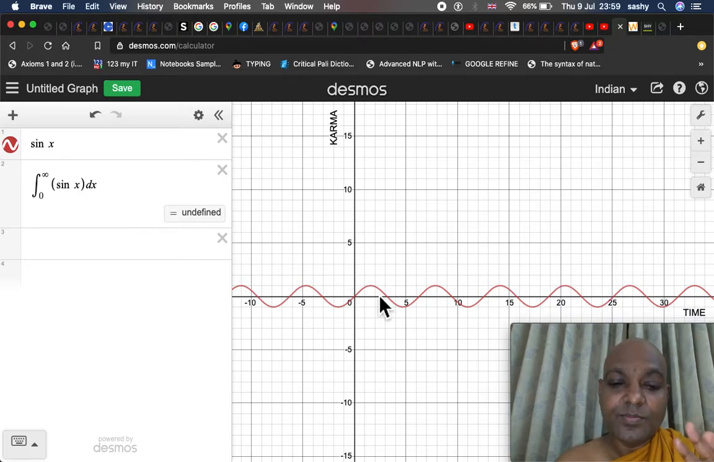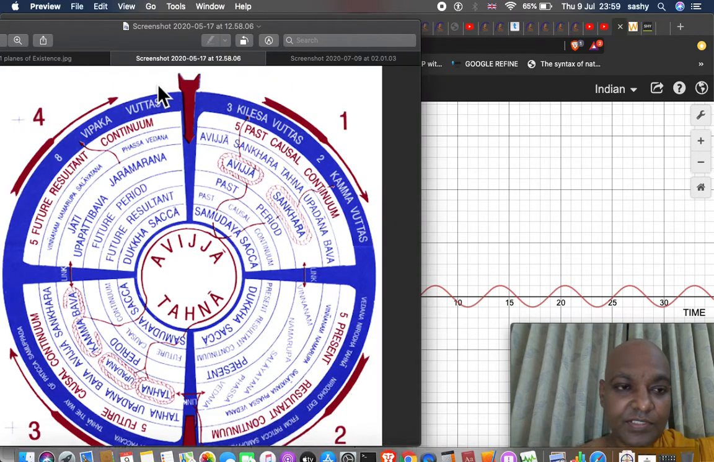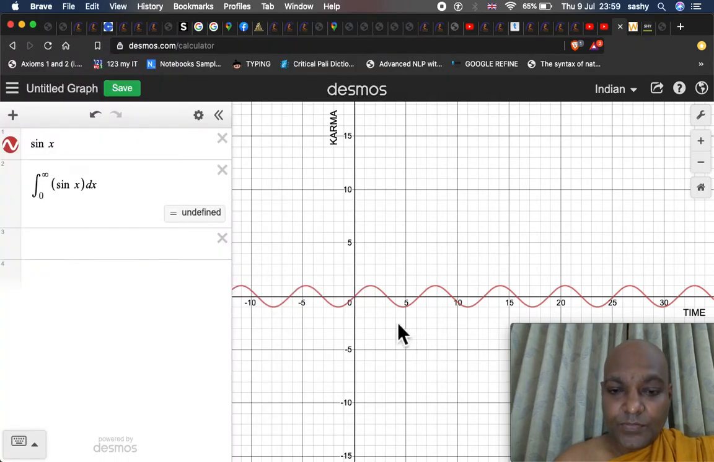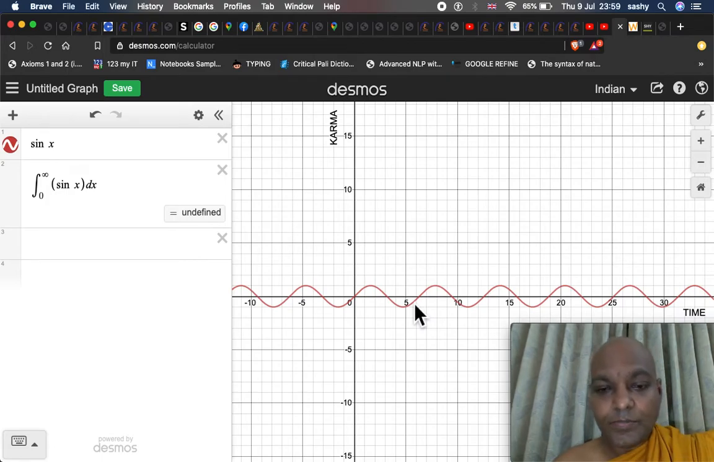If the circumstance is bad, they might do bad. It's very difficult for somebody, when the circumstance is bad, to do good. It's very contrary, and then they are born in the hell realms and the lower realms, or 1 to 4, for example. As we can see here, in the 1 to 4: demon realm, ghosts, unhappy spirits, animals, and hells. So they have very little opportunity to amass good karma.